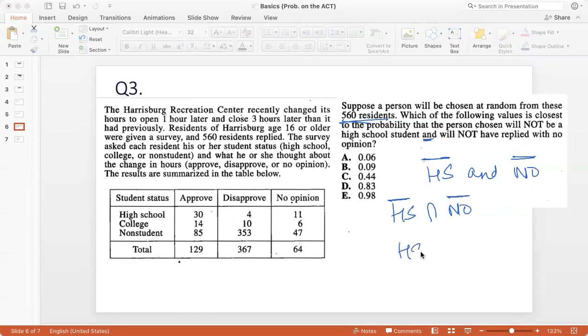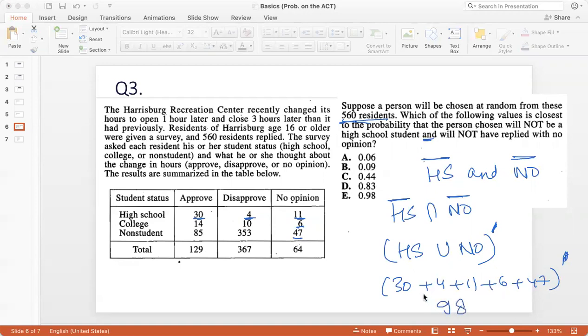So by set theory, this becomes high school union no opinion, whole not considered, whole not, right? So how many high schoolers? 30 plus 4 plus 11. How many no opinion? So the total is 30 plus 4 plus 11 plus 6 plus 47. And we have to take the complement of it. So this is 34, 45, 51, 51, 98. So 98 is the union of high school and no opinion.